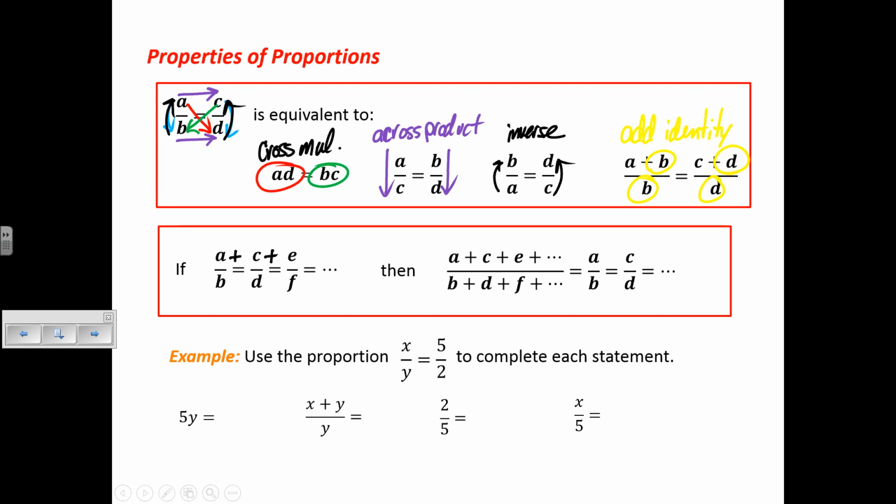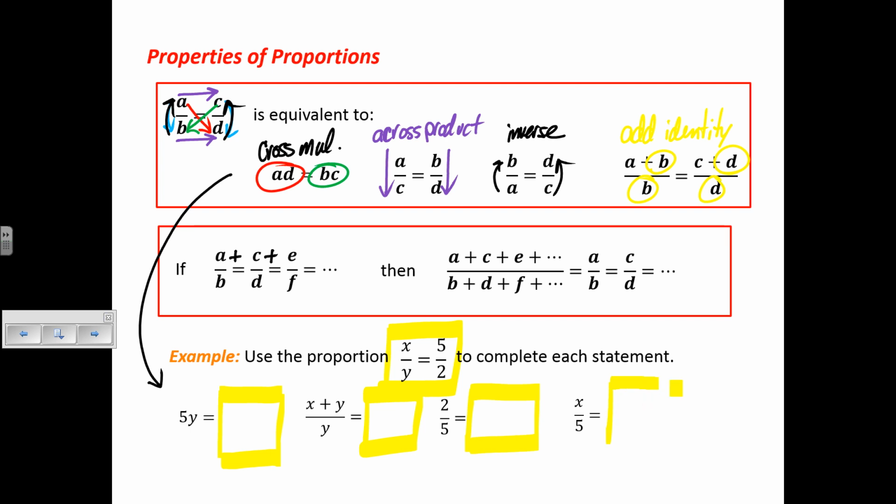Now, knowing these variations right here, these four variations, taking a look at what you have here, this is your starting proportion right here. You use that as your starting proportion, and I'd like you to complete what would be the logical conclusion to each of these. The answers to these are on the board. They are not in this video. Fill out those four and check on the board to see if you're correct.